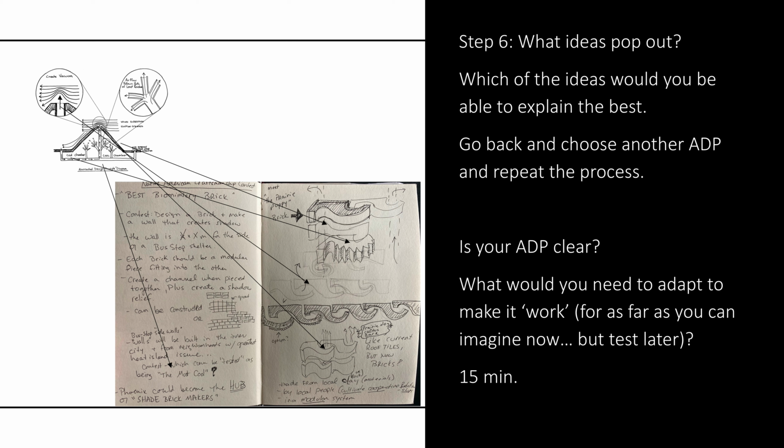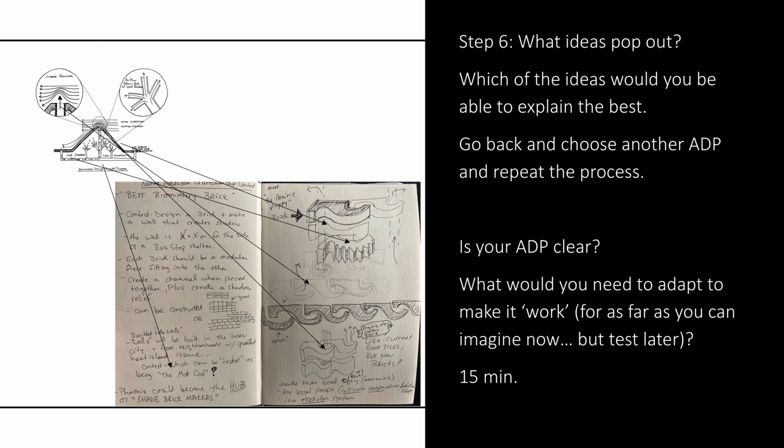Has each abstracted design principle been clear? And what would you need to change to make it work? Or would you have to redo it all over again? You can go back to the first slide and start all over again. But just imagine making it as a prototype. Would this be possible to make your ideas as a prototype, and would this actually work?